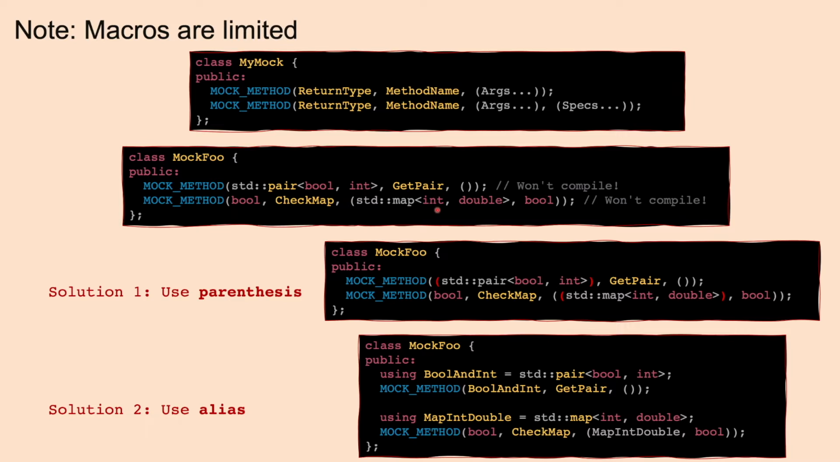This has two solutions. One is using a lot of parentheses, basically putting each of these problematic values inside parentheses, like here, or using an alias. With the C++ using keyword, you can create an alias for any type and then use that alias inside your mock method, which doesn't have a comma.